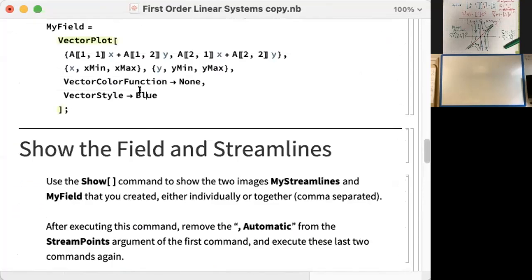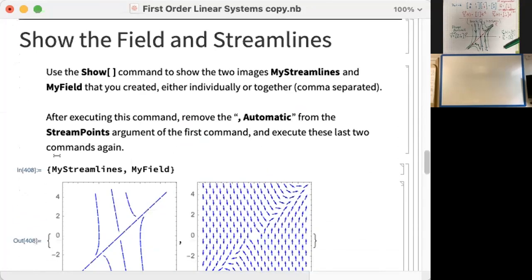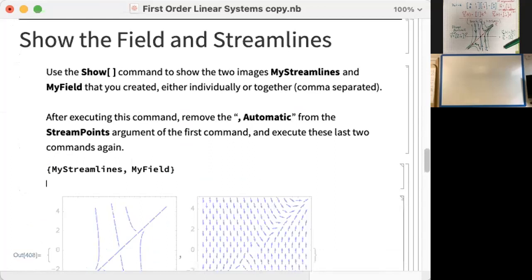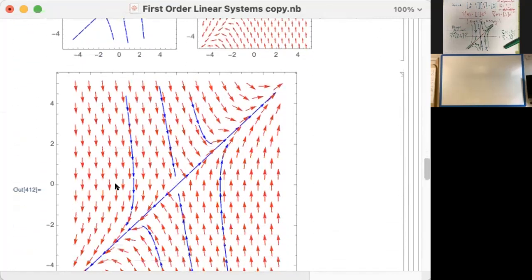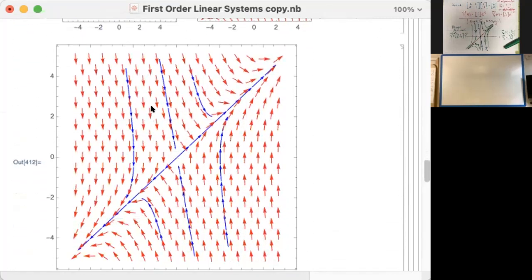Let's make the field arrows red. And let's put these both into one thing by using the Show command. Just grab these two, but I won't erase what I've done. I'll just repeat what I've done. There's the flow of that system along the arrows.